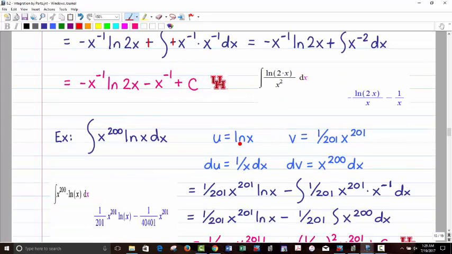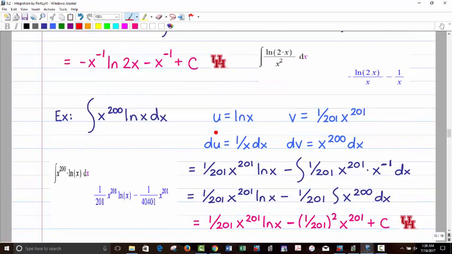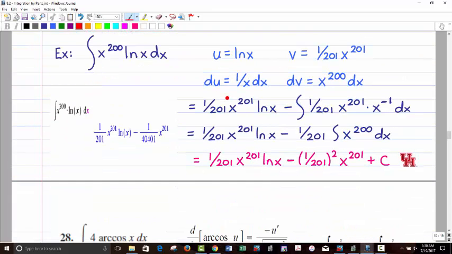You let u equal ln of x, so the derivative will be 1 over x dx. If dv then is x to the 200, the antiderivative would be 1 over 201 times x to the 201. And then I rewrote, applying the integration by parts formula. So that's uv right there. Here are these two, v du, these two.